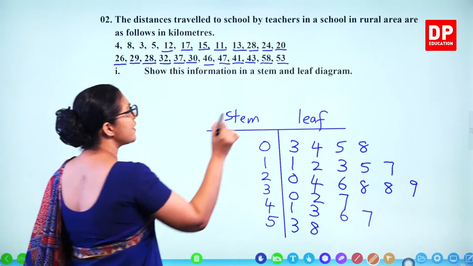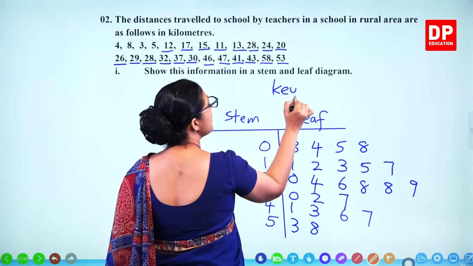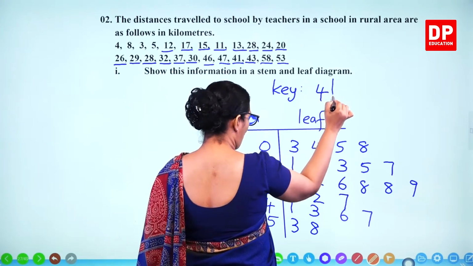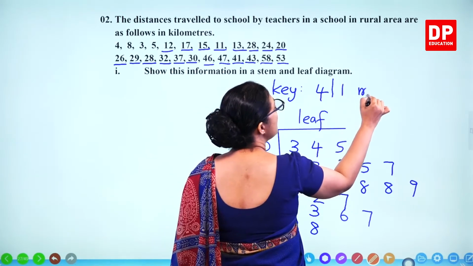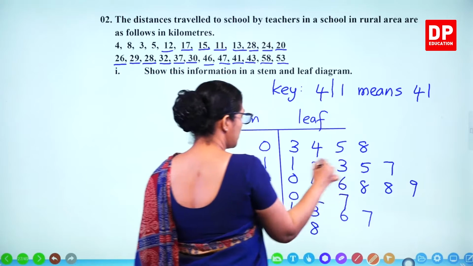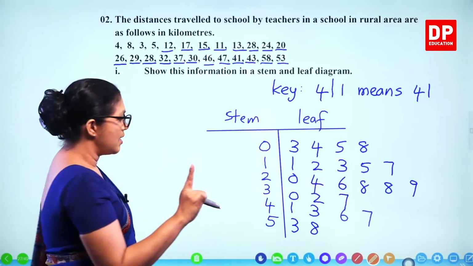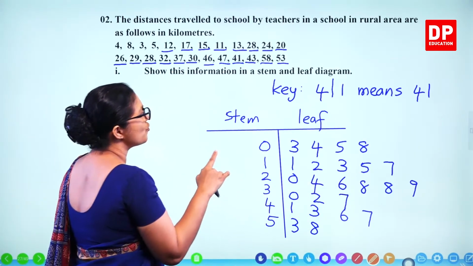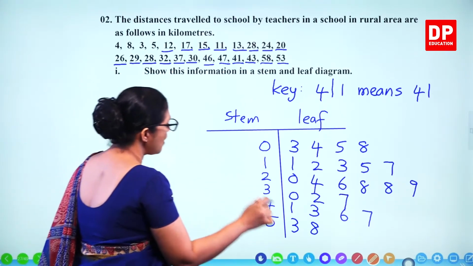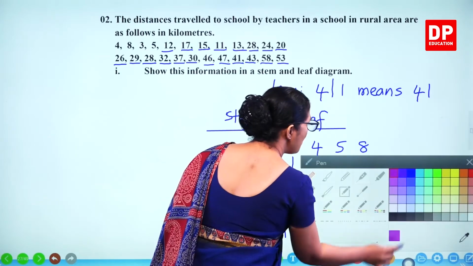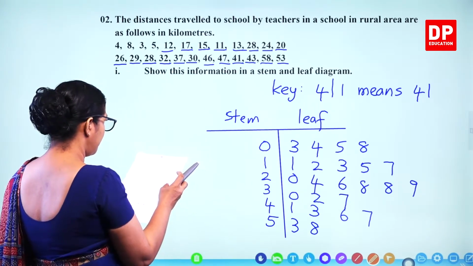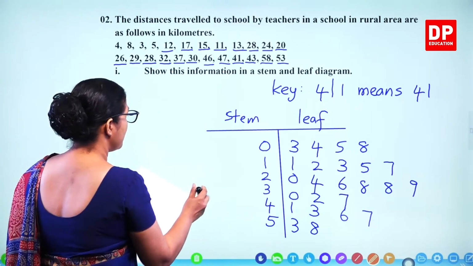You have to write down the key. What's the key? We can take any number. 4 stroke 1 means 41. You have to write it down by taking any value. 4 stroke 1 is 41. So that's the stem and leaf diagram. So how many marks for that? You are getting 3 marks altogether.